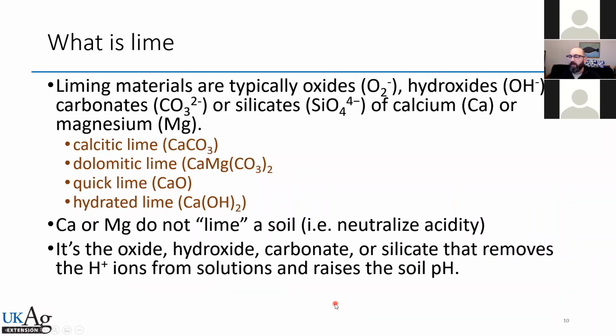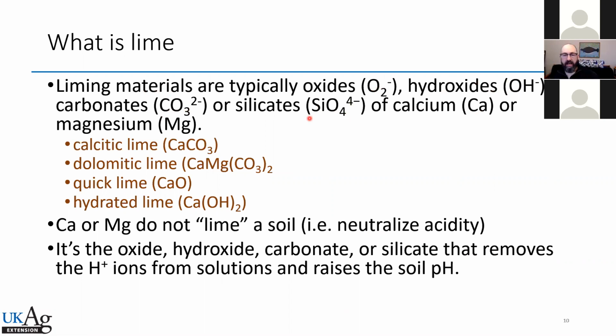So what is lime? Lime materials are typically oxides. So that's that O2 that we're looking at there. Hydroxides, that's that OH. There's going to be a little bit of chemistry tonight, but not too much. You've got your carbonates, that CO3, silicates, SiO4, of calcium or magnesium. So this is going to be a real important part. We're going to hammer on this for a minute.